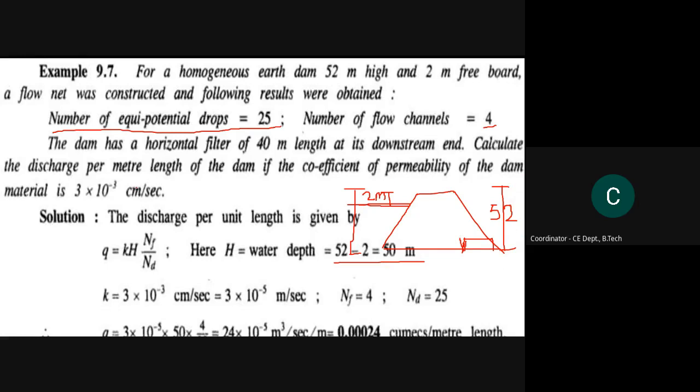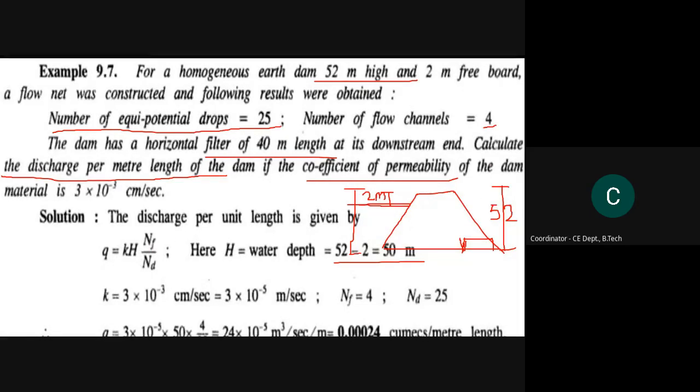Calculate the discharge per meter length of dam if the coefficient of permeability of the dam material is 3 into 10 to the power minus 3 centimeter per second. Here the coefficient of permeability, H, ND and NF are given. The horizontal filter part is not required to evaluate this. We have been asked to calculate the discharge per meter length of the dam.